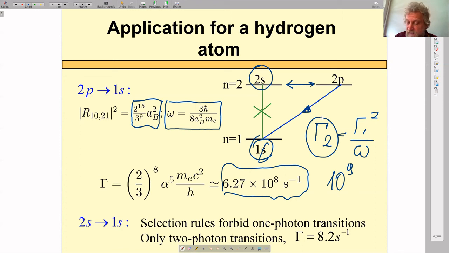Let us see. So that was 10 to the 9, so squared, 10 to the 18. Divided by this frequency, which is 10 to the 15. Fine, sure, we get something like 10 to the 3 hertz. This is our naive estimation.